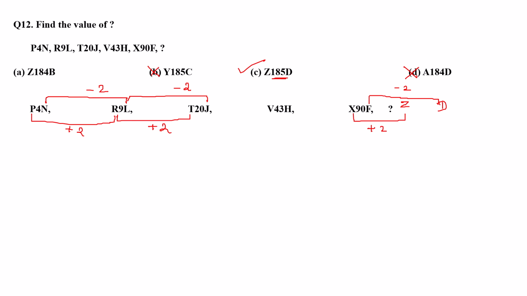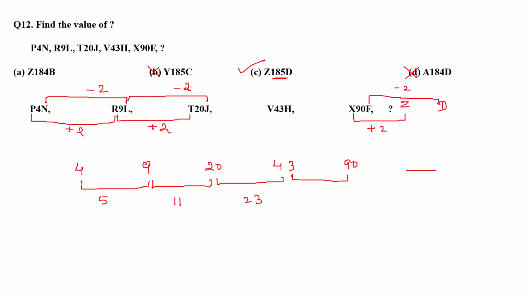If you see the numbers given in the middle of both the letters, they are 4, 9, 20, 43, 90, and next I have to find, isn't it? Let's find out the difference. So 4 and 9, the difference is 5. Here the difference is 11. Here the difference is 23. And here the difference is 47, isn't it? But still I am not able to get any pattern, or I am able to get.